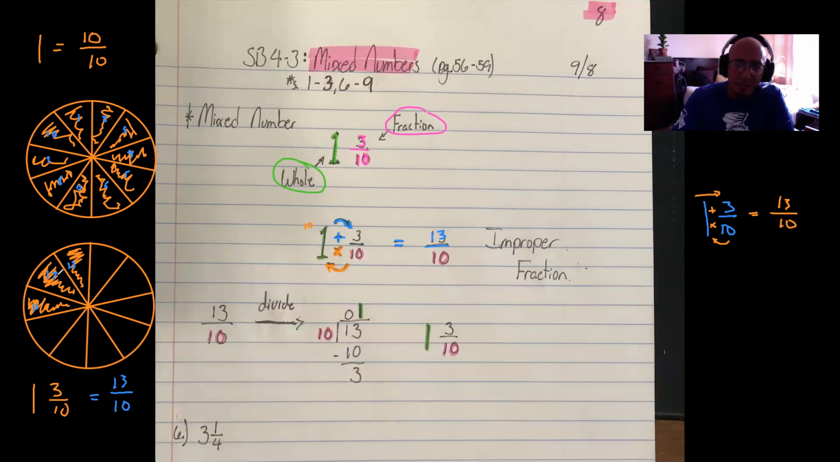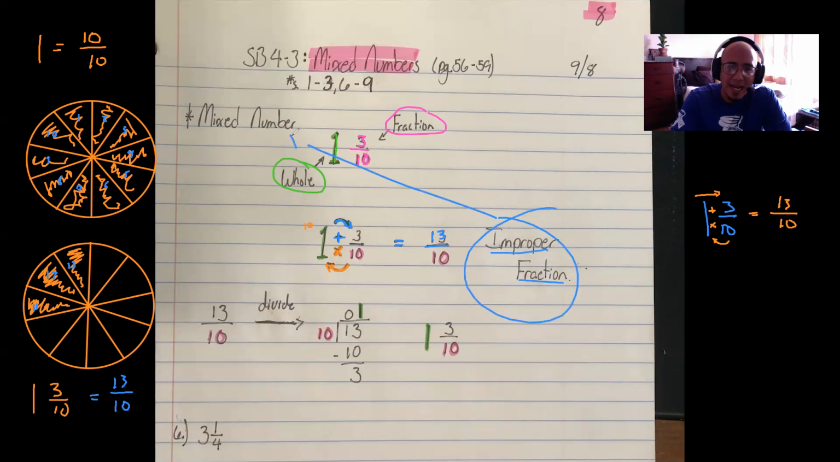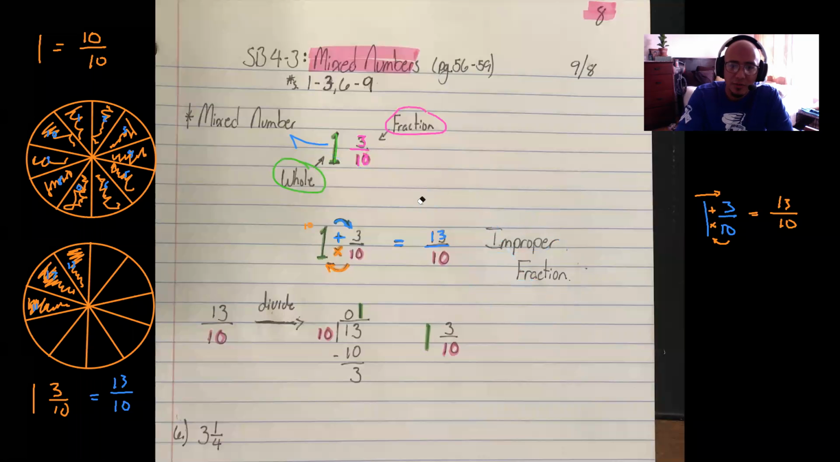So again, a mixed number can be changed into an improper fraction by using the Texas method. We multiply the denominator times the whole number, and then whatever answer you got, you add the numerator, and that's how I got 13/10. So we've gone from a mixed number to an improper fraction, but is there a way to go from an improper fraction back into a mixed number? And the answer is, of course, yes. How do we do that?